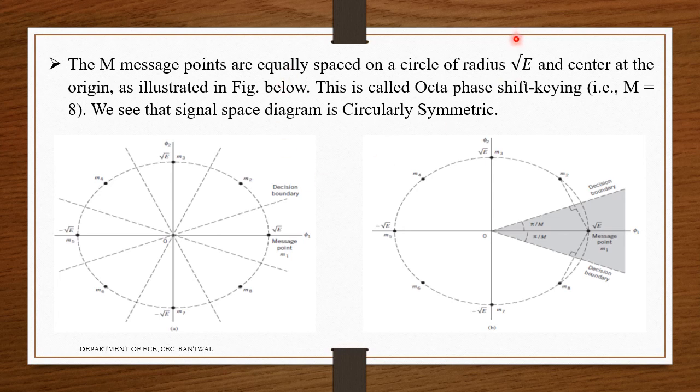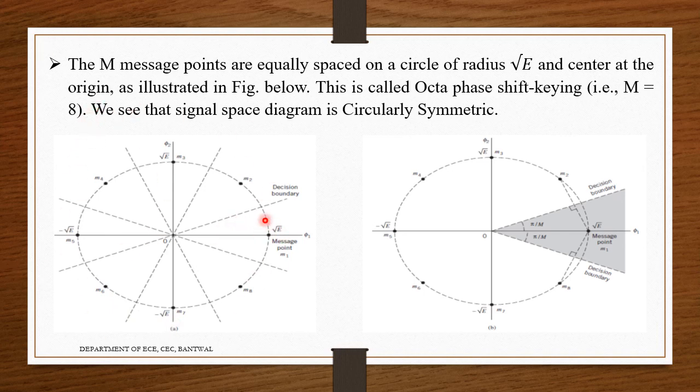Now the same thing, how the message signal has been classified: m equal to 3 I have shown. This is for m equal to 8. So m equal to 8, 2π by m is π by 4, 45 degree. So the first one is 0, 45, 90, 135, 180, 225, 270, 315, 360. And for m equal to 8, how are the points placed? 1, 2, 3, 4, 5, 6, 7, 8. So this is how we represent it.